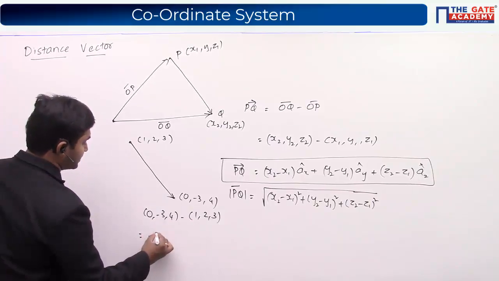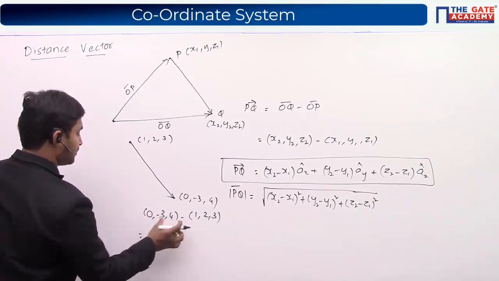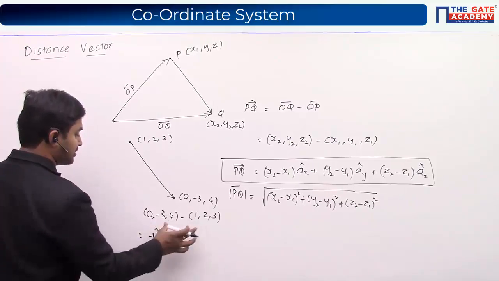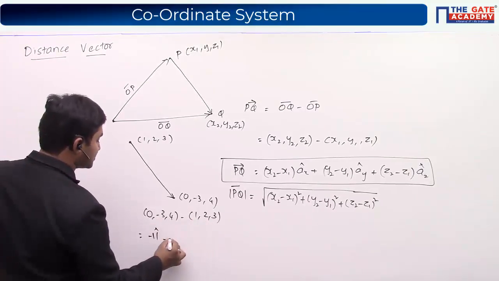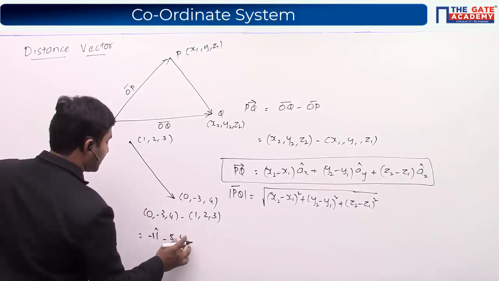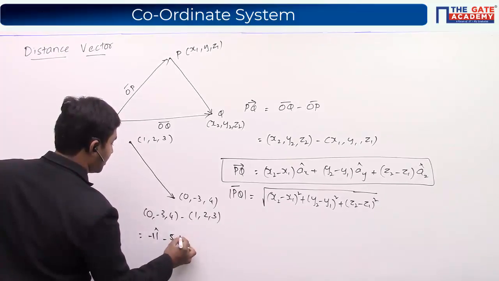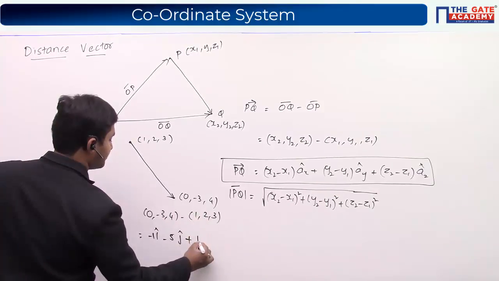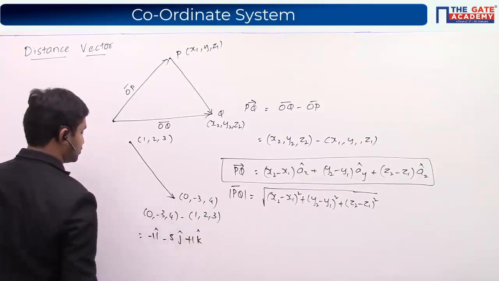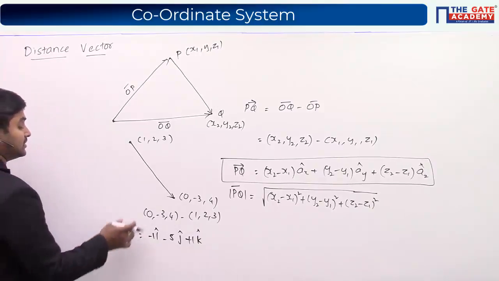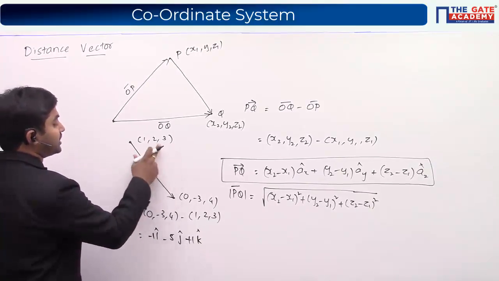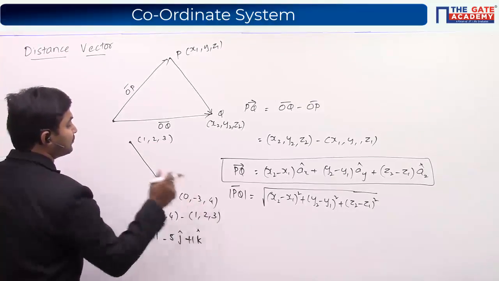which is equal to minus i bar, because this is minus 1. So minus 1 in the i direction, x direction, minus 3 minus 2 is minus 5 in the j direction, y direction, and 4 minus 3 is 1. So 1 unit in the k direction. So this is nothing but the distance vector that we are having over here between the point (1, 2, 3) to the point (0, -3, 4).